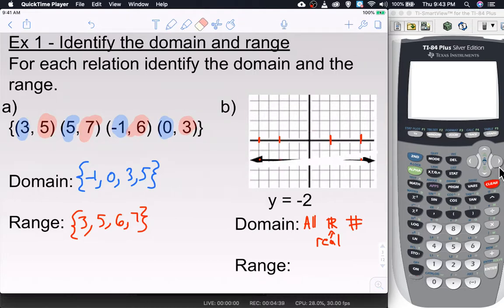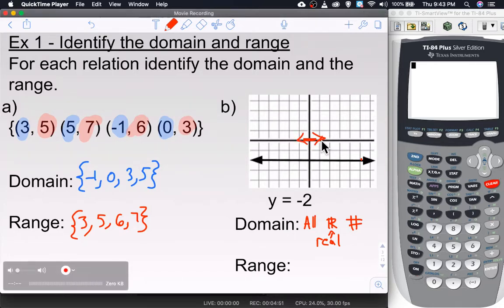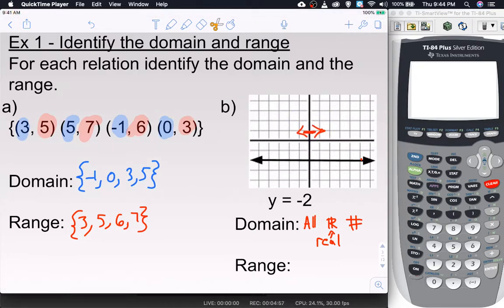Now, the range, the y values. Where does this function exist in the y values? Does this function exist when y is 0? Does it exist this way or that way of 0? No, it doesn't. Does it exist when y is 1, 2, 5? No, no, no, no, no. In fact, the only place this exists is when y equals negative 2. So the range is just the number negative 2. That is the only possible output of this function.